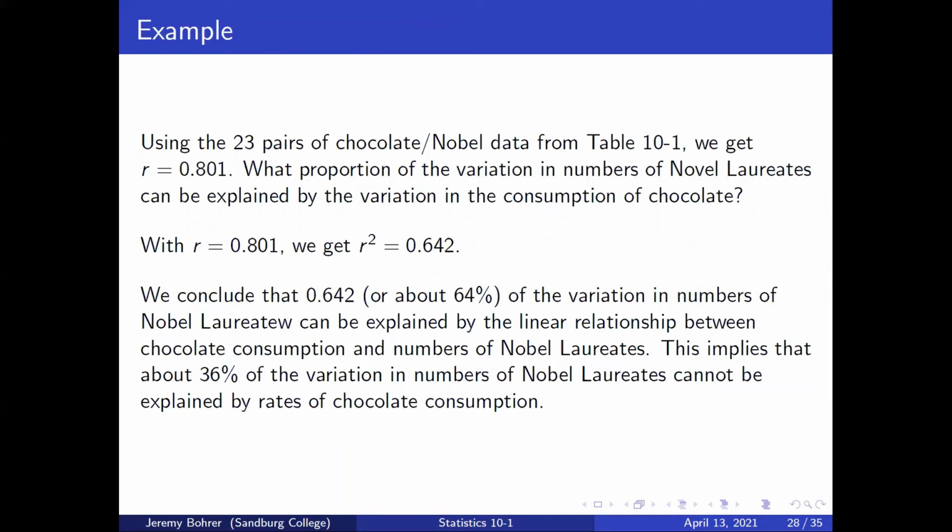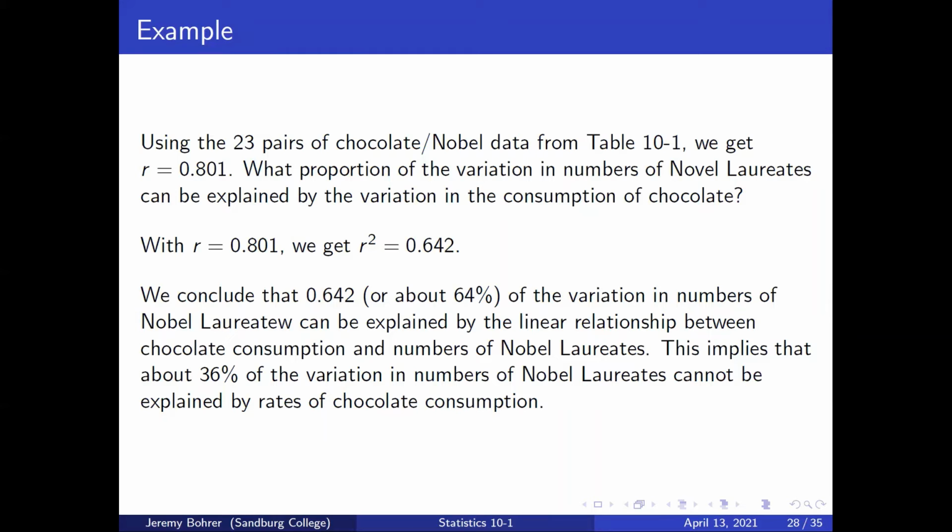Using the 23 pairs of chocolate Nobel data from Table 10-1, we get R equals 0.801. What proportion of the variation in numbers of Nobel laureates can be explained by the variation in the consumption of chocolate? With R equals 0.801, we get R squared equals 0.642. We can conclude that 0.642, or about 64% of the variation in numbers of Nobel laureates, can be explained by the linear relationship between chocolate consumption and numbers of Nobel laureates.